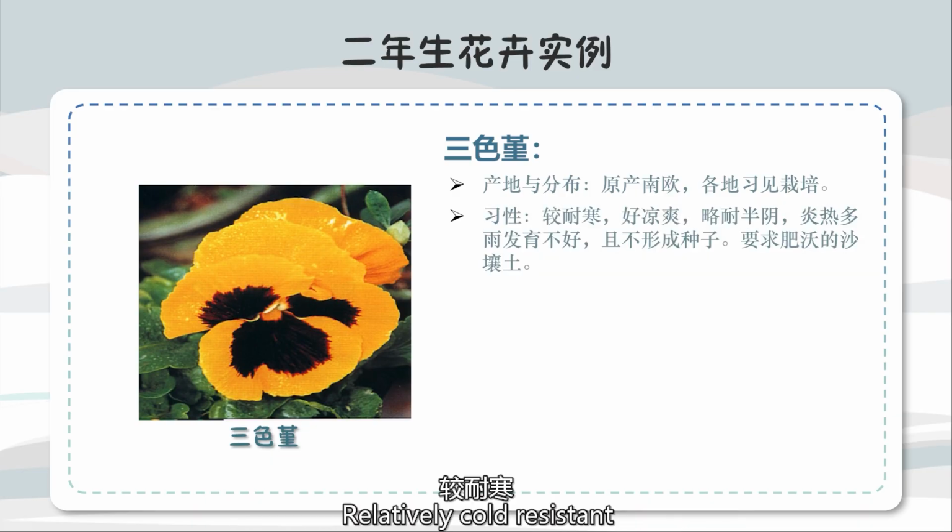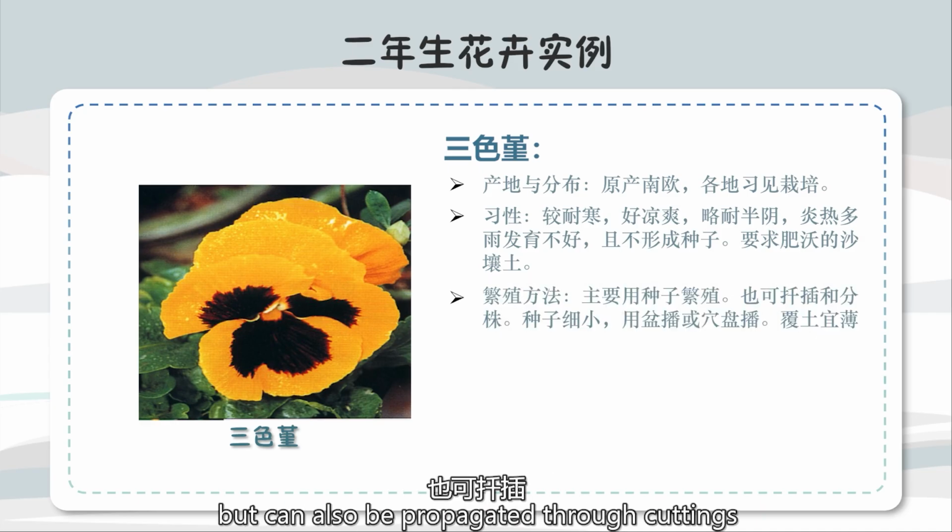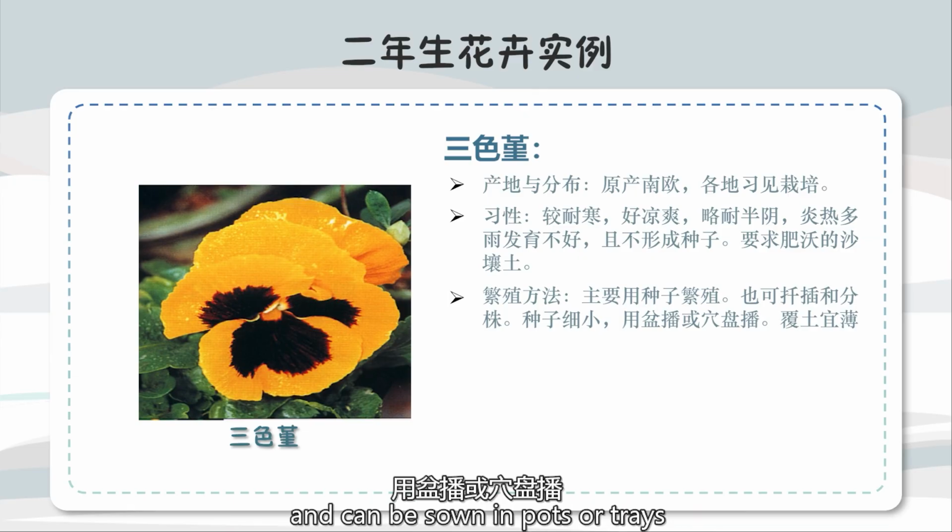Relatively cold resistant and cool-loving, slightly tolerant to semi-shade, it develops poorly in hot and rainy weather and does not form seeds. It requires fertile sandy loam soil, and is mainly propagated through seeds, but can also be propagated through cuttings. The seeds are small and can be sown in pots or trays. The covering soil should be thin.